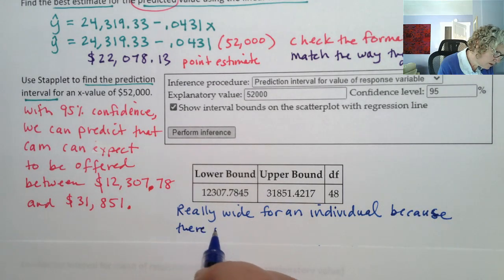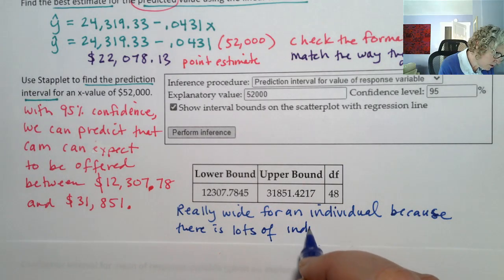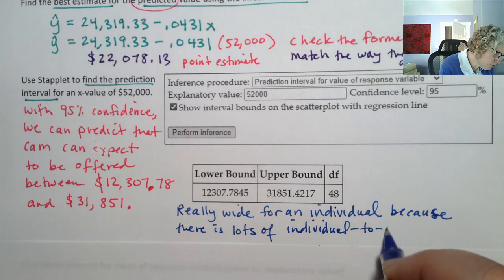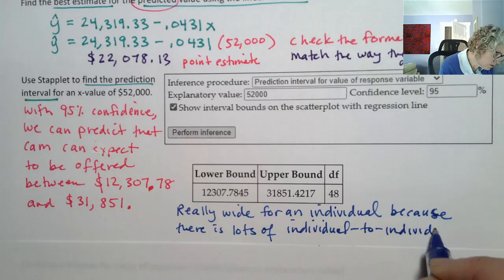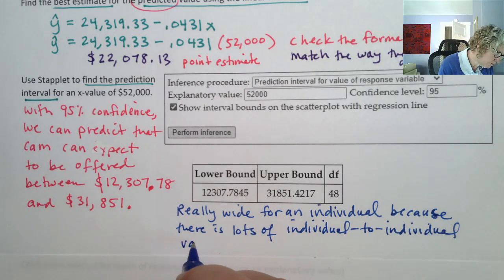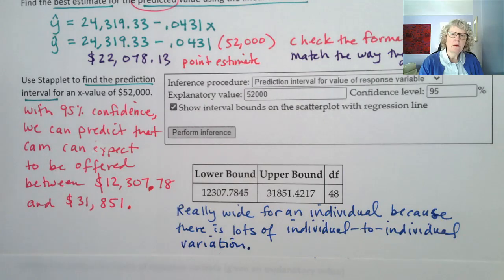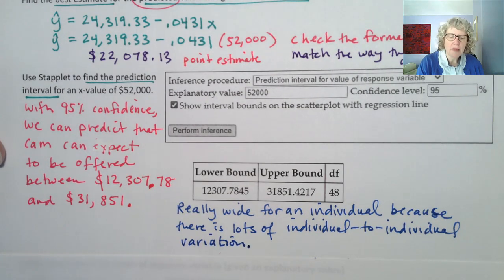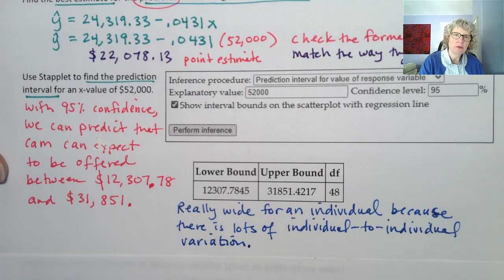Because there is lots of individual to individual. I know it's a lot to write that word out a lot. Individual to individual variation. Okay. Okay, great. So let's check out the next thing we're going to do.